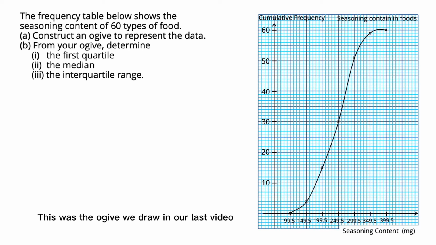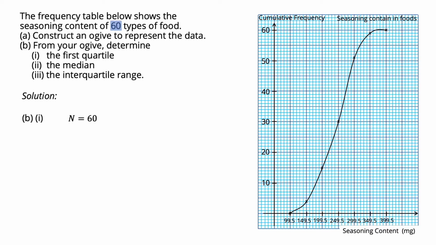This was the ogive we drew in our last video. Now we try to find the quartiles from the ogive. The frequency table shows the seasoning contents of 60 types of food. 60 is the number of data, n equals 60. For the first quartile, that is 60 divided by 4, equals 15.